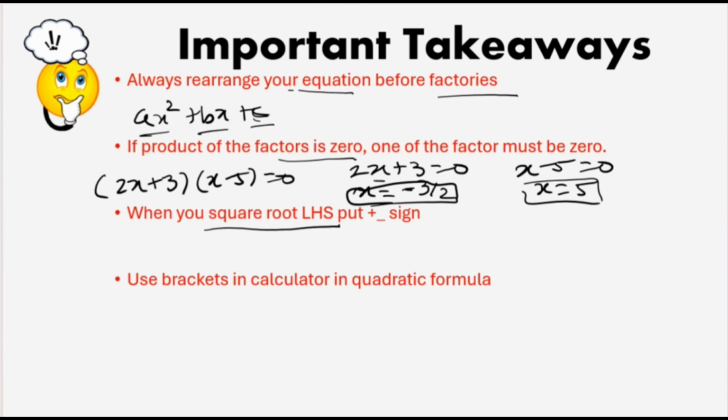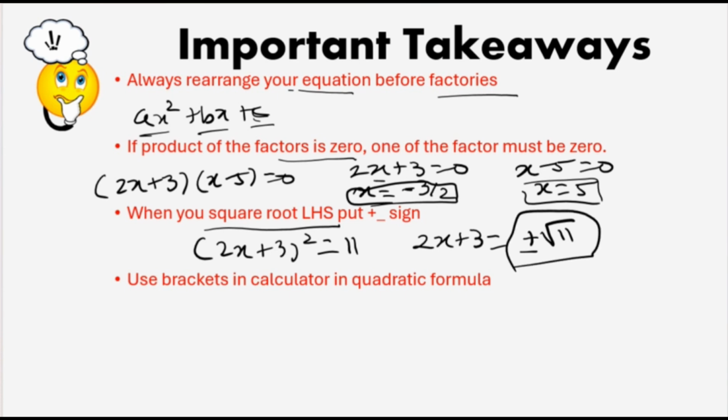When you square root the LHS, put a plus or minus sign. So for example, if I have 2x plus 3 squared is equal to 11, then I have to do 2x plus 3 is equal to plus or minus root 11, because I am taking the square root of both sides. Don't forget to put this plus or minus sign, otherwise you will end up with only one root.